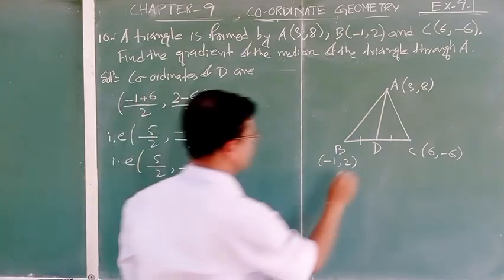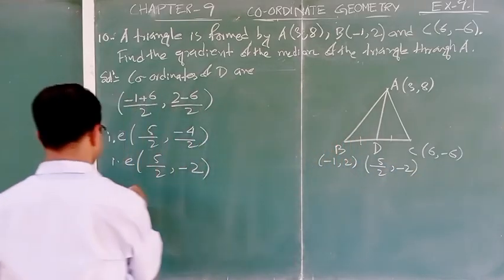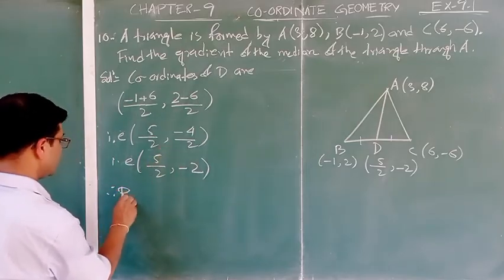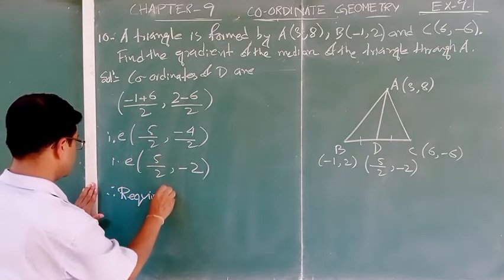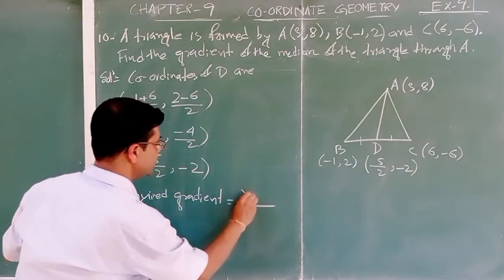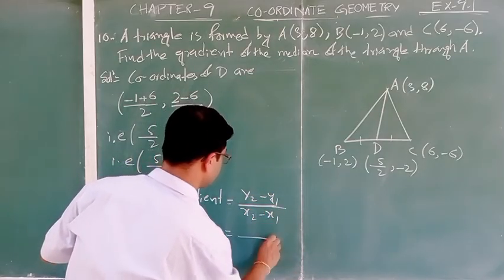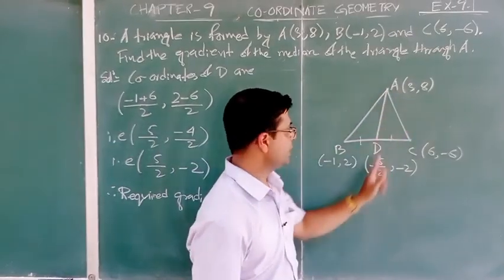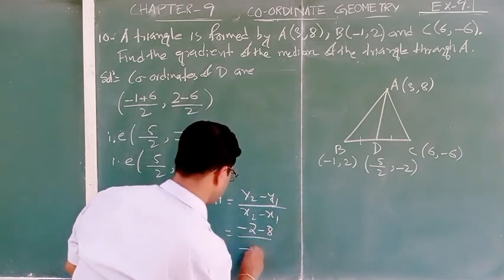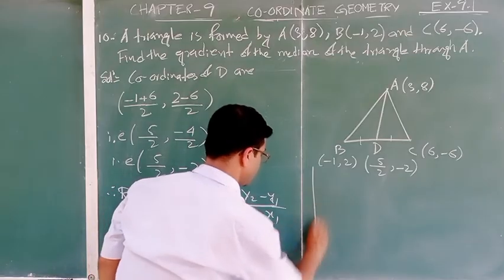Now let us find the gradient. Therefore, let us write the coordinates here. 5 by 2 and minus 2. Required gradient. The question is to find the gradient. How do you find it? y2 minus y1 over x2 minus x1. Let us put the formula. x1 y1, x2 y2. So minus 2 minus 8 over 5 by 2 minus 3. Got it? I hope you are understanding.